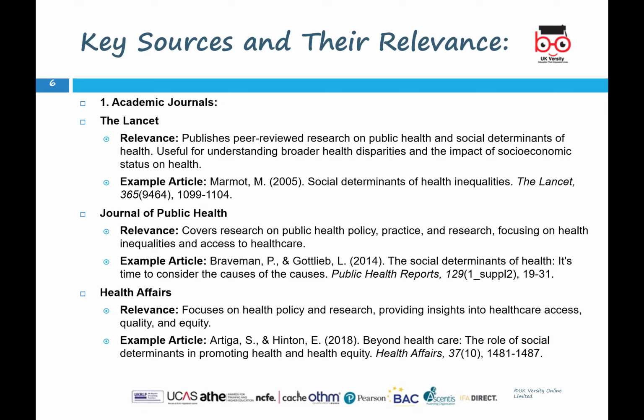Then you have the Journal of Public Health, which covers research on public health policy, practice research focusing on health inequalities and access to healthcare. An example is the Social Determinants of Health, public health reports. Then you have Health Affairs, which focuses on health policy and research and provides insights into healthcare access, quality, and equity. You can use these resources, and you can use other resources. It's just an example to show you what academic journals actually have.